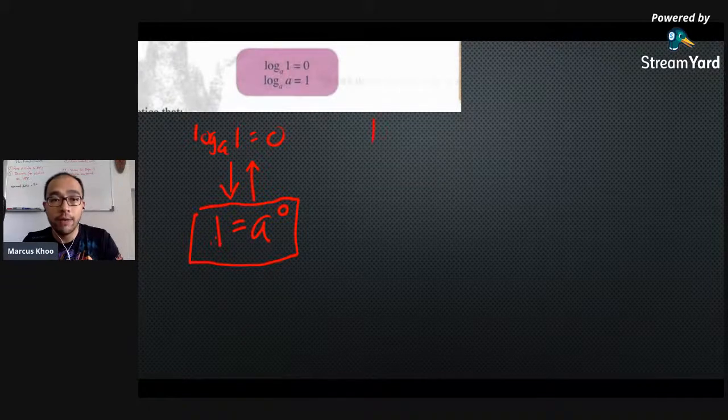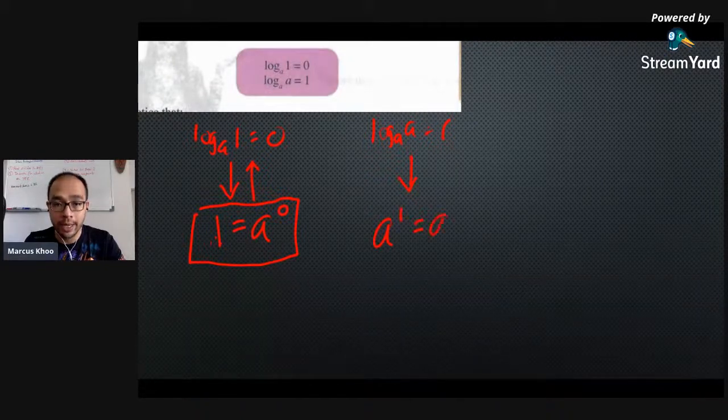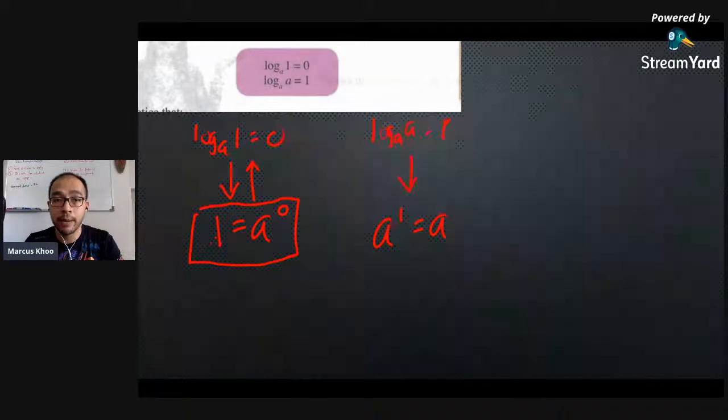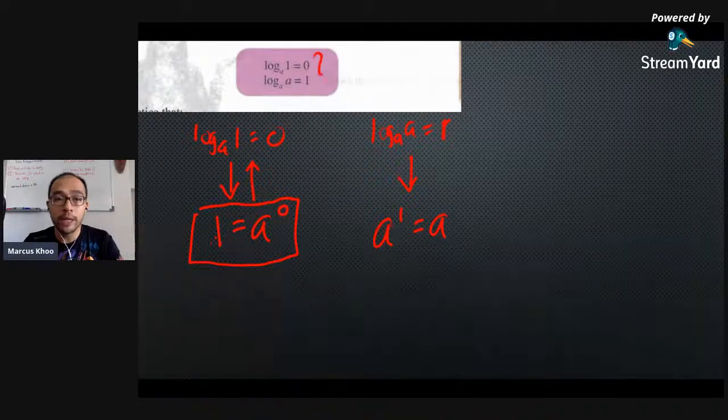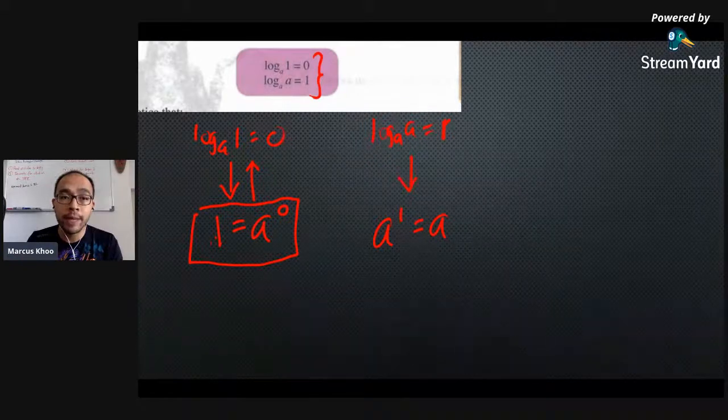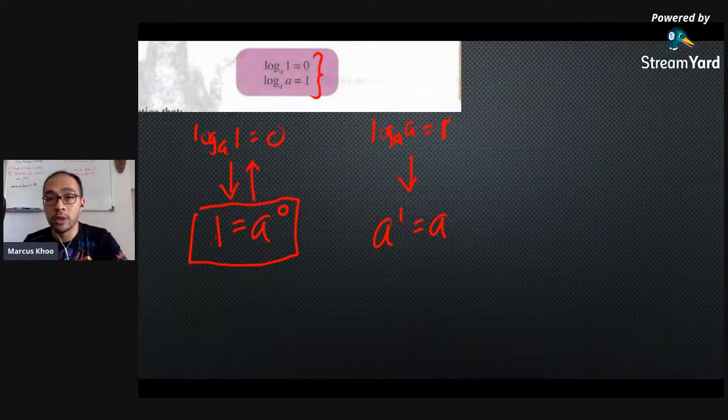Secondly, if you have log a a equals 1, if I change this to index form, let's think about this. A to the power of 1 is equal to A, which is correct, right? Because if it is to the power of 1, it equals A. So these are two relationships that you must always remember. Log of any number, if the number and the base are the same, the answer is 1. So for example, log 10 base 10 is 1. Log 3 base 3 is 1. Log 6 base 6 is 1.